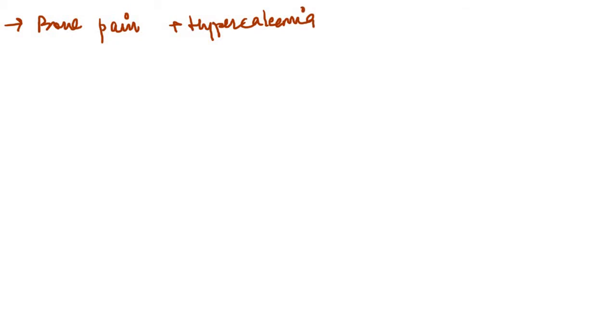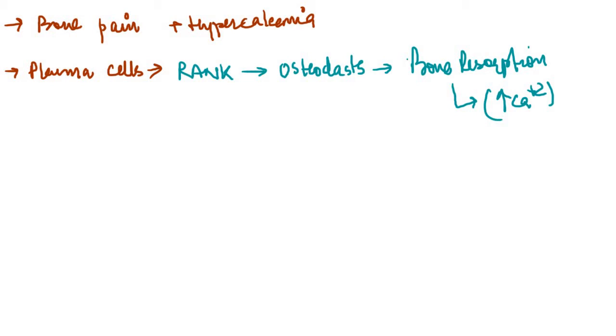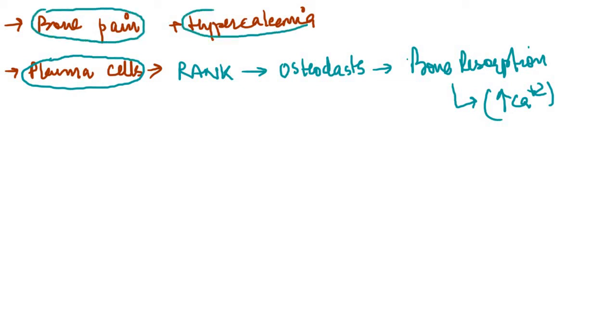It is believed that whenever neoplastic proliferation of the plasma cells occurs, these plasma cells will secrete a cytokine called RANK ligand, and these RANK ligands bind with the RANK receptors present on the osteoclasts. As a result, there will be stimulation of the osteoclasts, leading to increased bone resorption, and as a result of increased bone resorption there will be hypercalcemia, because the calcium is being flooded into the bloodstream. So this makes the first clinical feature of multiple myeloma: bone pain plus hypercalcemia.